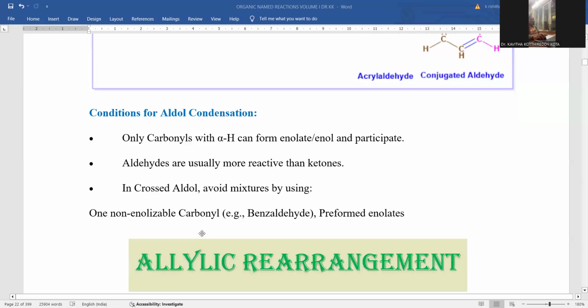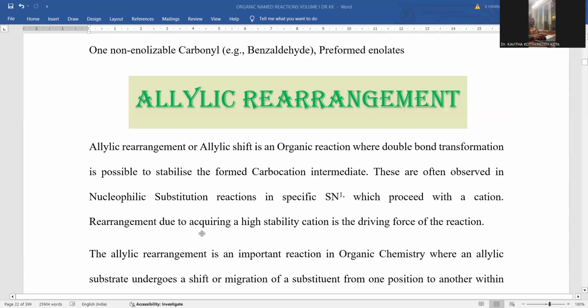This is the way we successfully completed the named reaction called aldol condensation and crossed aldol condensation. In the next session, we will continue with allylic rearrangement. Thank you very much for your patient listening.